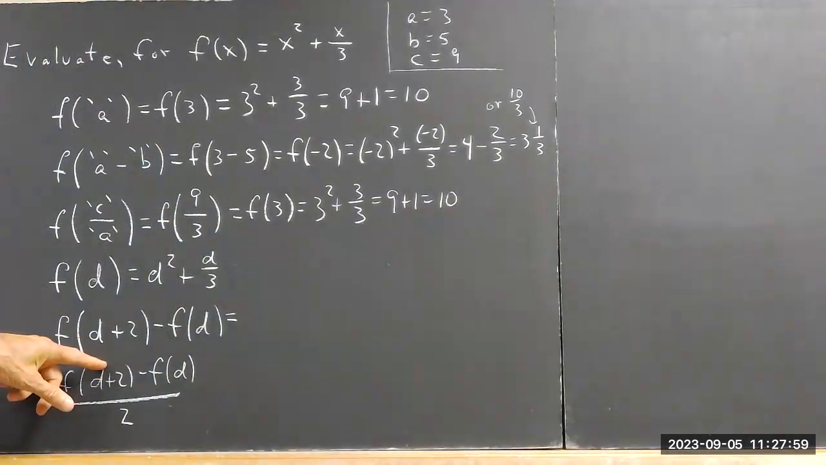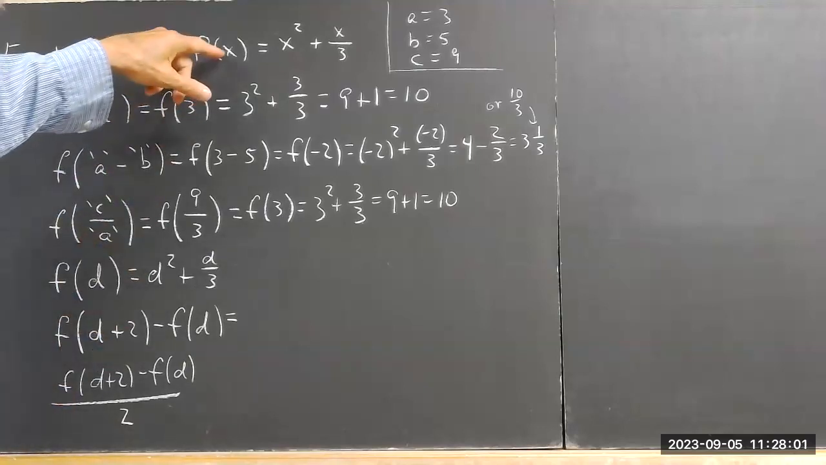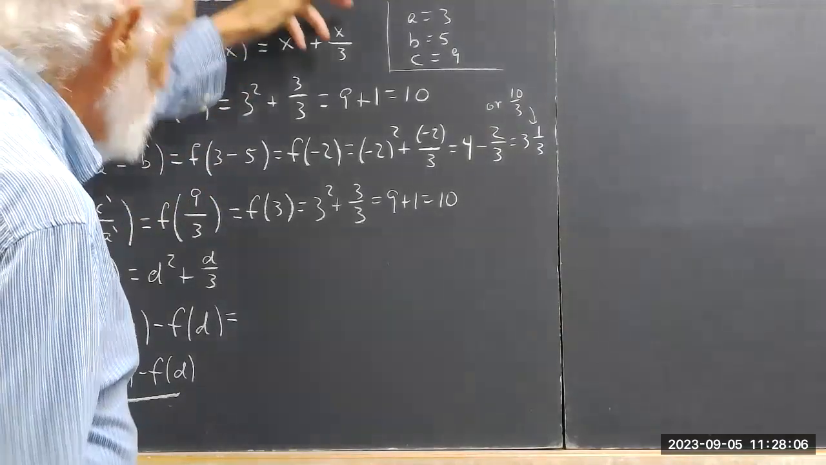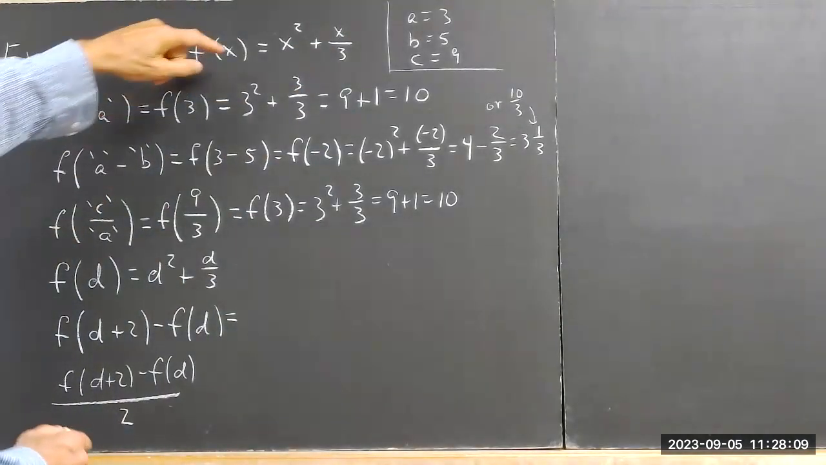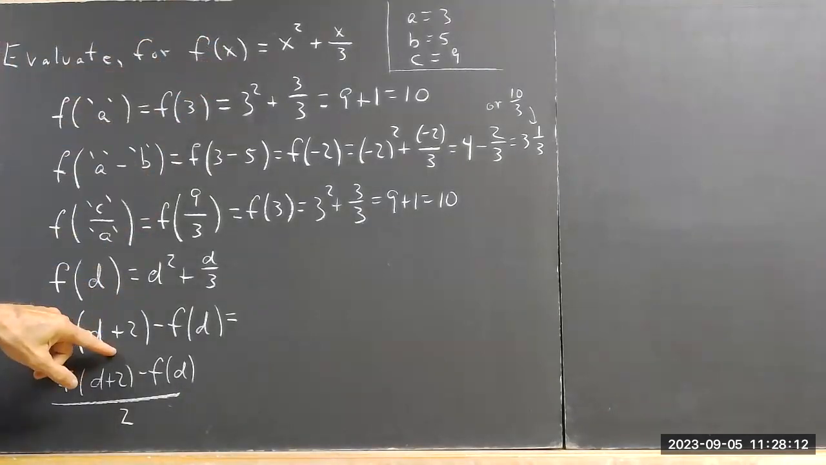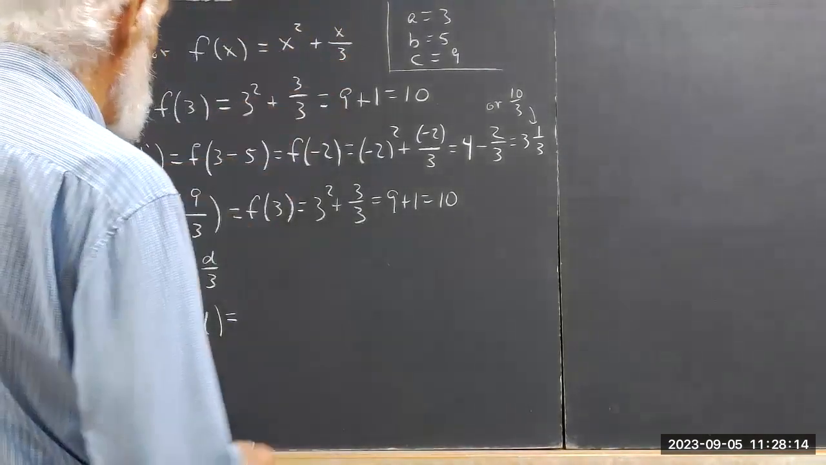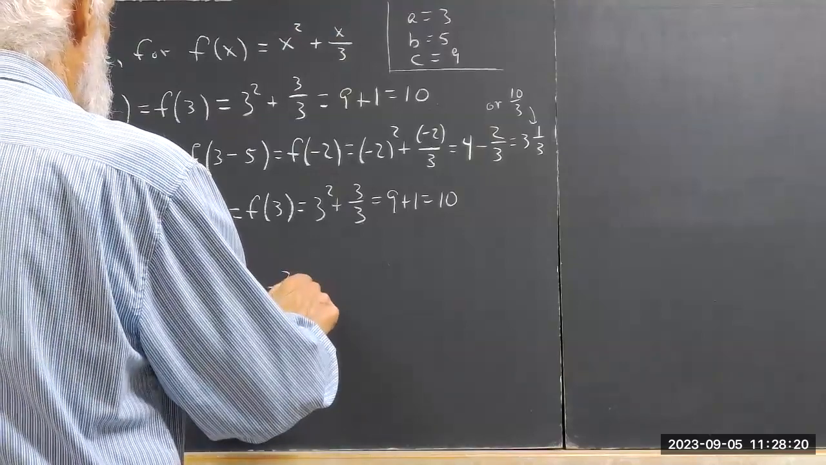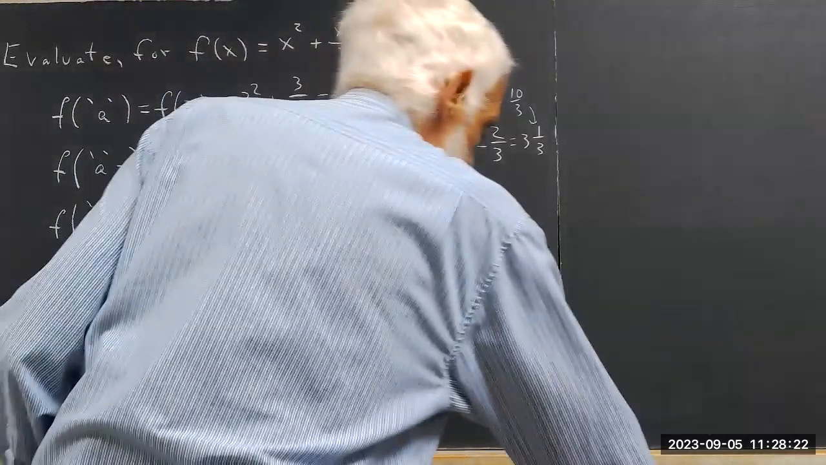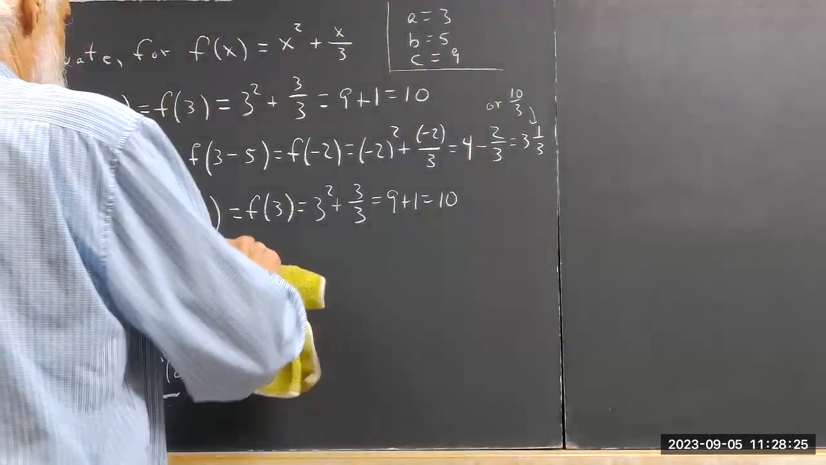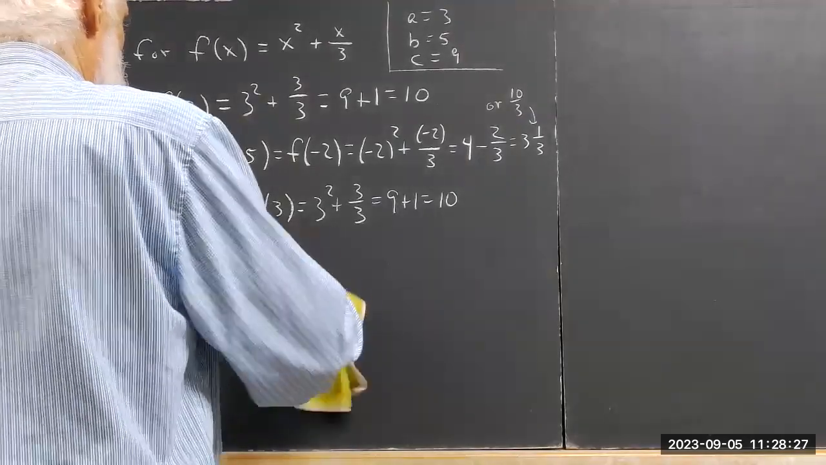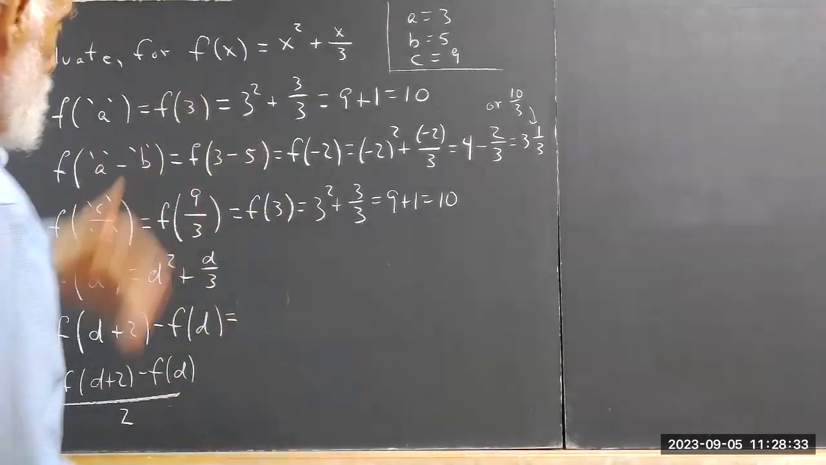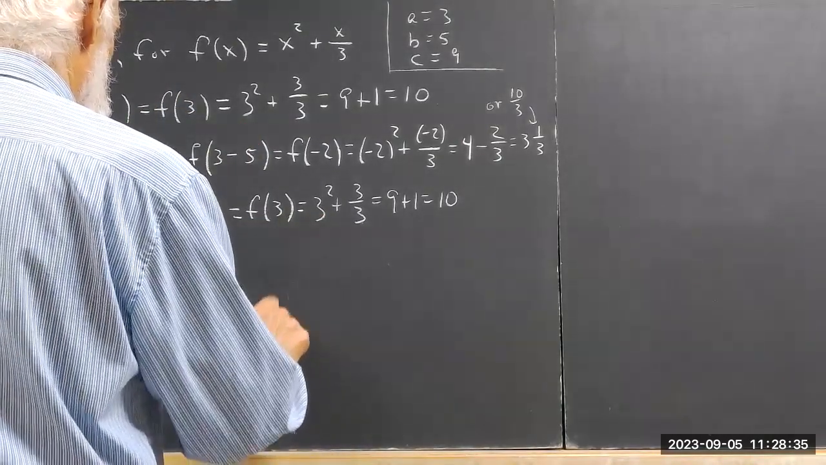Now, well, what's f of d plus 2? Well, if f of x is x squared plus x over 3, f of d plus 2 is d plus 2 squared plus d plus 2 over 3. In other words, x has become d plus 2, so x becomes d plus 2 at every point. That did a good job of anticipating what my expressions are going to look like. I knew I was going to write an exponent, so I started writing d plus 2 up there with the exponent.